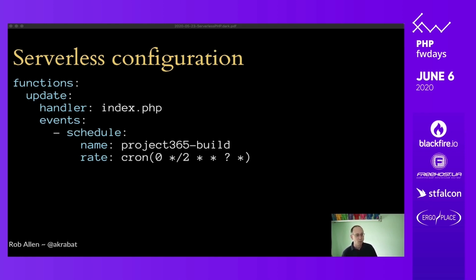Use serverless framework, so our function is going to be called update. It's going to go to the index.php, and our event this time is a schedule. So I have to give it a name and I have to give it a rate, and this is set to run every 2 hours. So there's no API gateway in this case. I don't need to hit this from the web. It's not public facing in that sense.